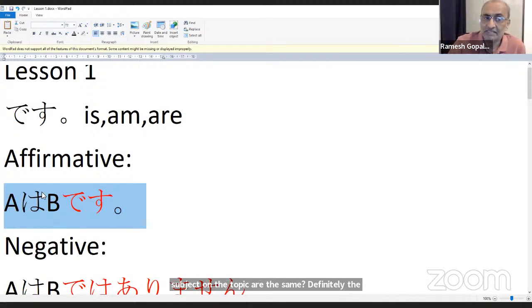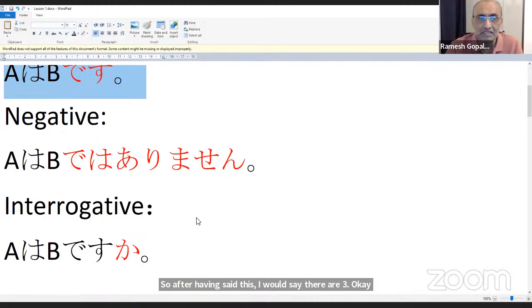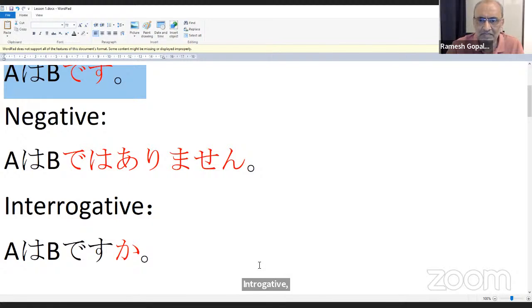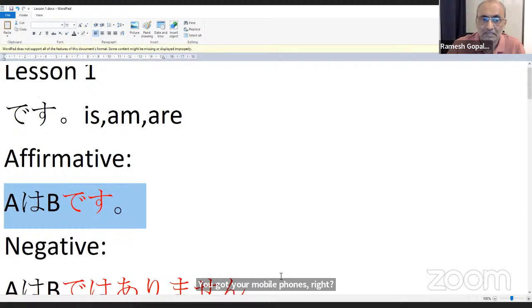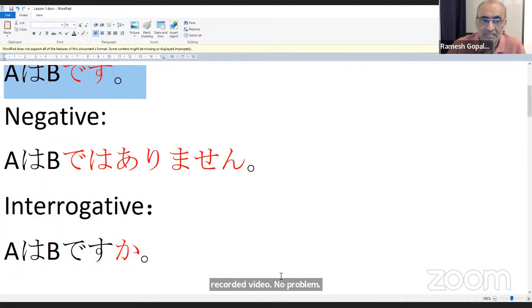So after having said this, I'll say there are three. Okay, please take this down. Affirmative is watashi wa ... desu. Negative is ... dewa arimasen. Interrogative is ... desu ka. If you don't have the time to write, just take a picture of it. You got your mobile phones, right? Or you can see the recorded video, no problem. It is good to write dewa arimasen and desu ka. Ka ends a sentence, it's a question.